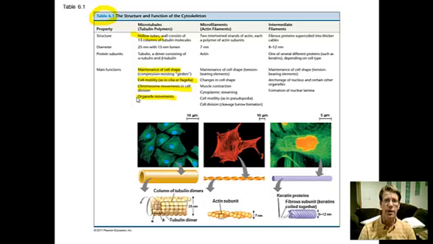location within the cell. Microfilaments, again, two intertwined strands of actin, which is a type of protein, braided around one another like I was talking about. You're primarily going to find this when you're talking about muscle contraction, and we'll show you some pictures of that coming up. Cytoplasmic streaming, what the heck is that?